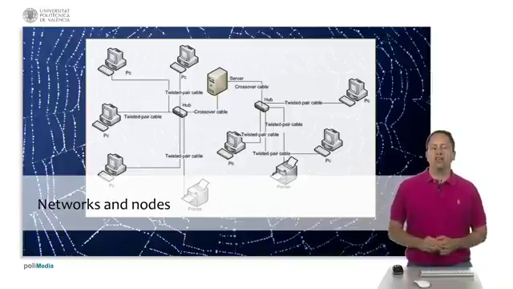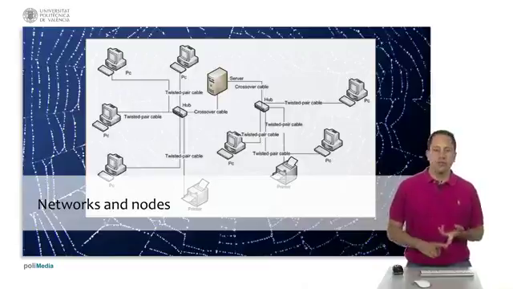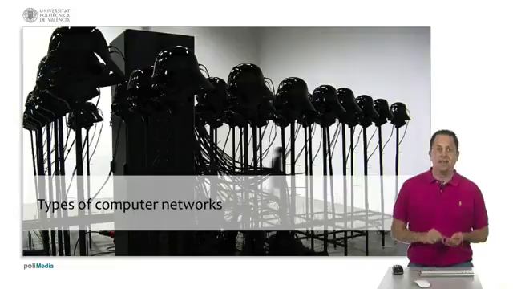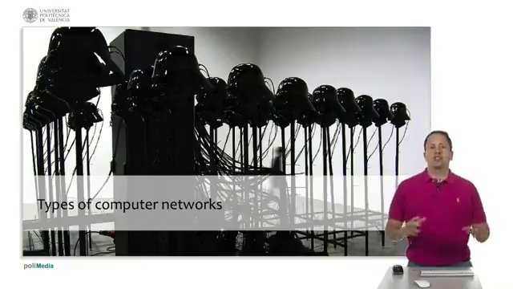In data communication, a physical network node might be either a data communication equipment, DCE, such as a modem, hub, bridge, router, or switch, or a data terminal equipment, DTE, such as a digital telephone handset, a printer, a computer, or a server. There are lots of different ways of classifying computer networks.